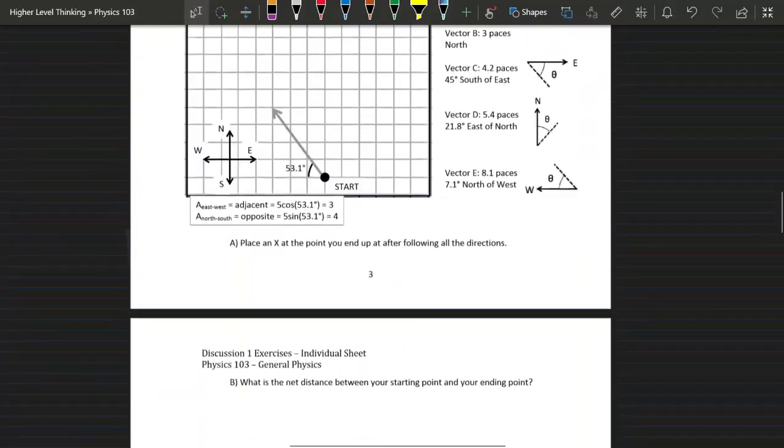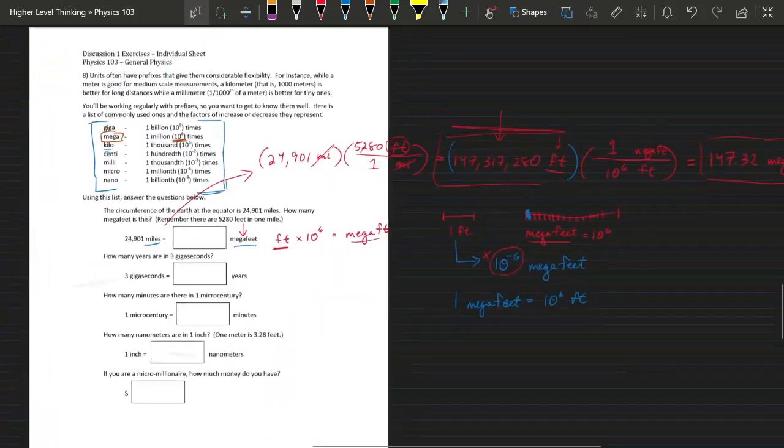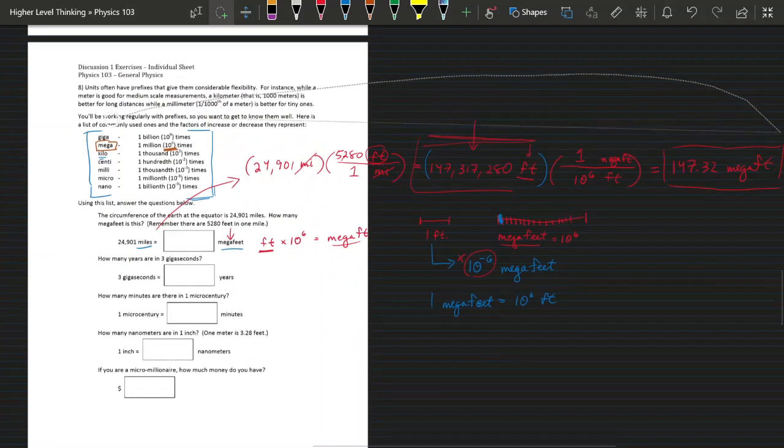All right, let's go. I'm going to jump to the bottom of this discussion sheet. Oh, I have all my old writing. Let me get rid of that real quick.